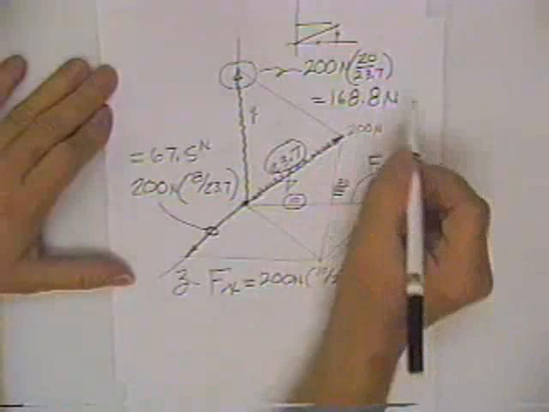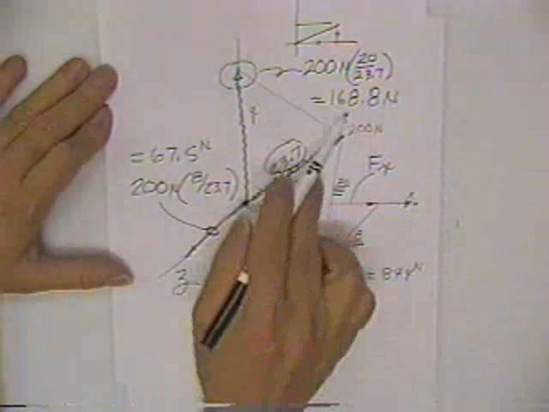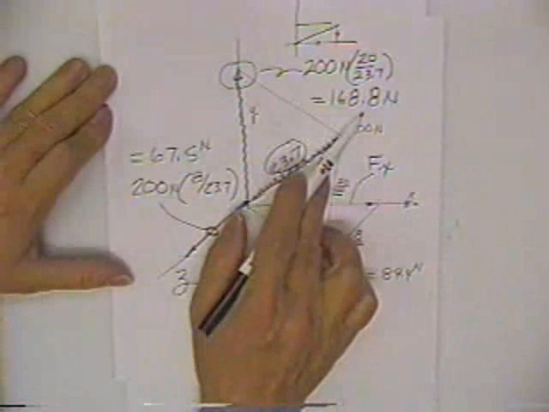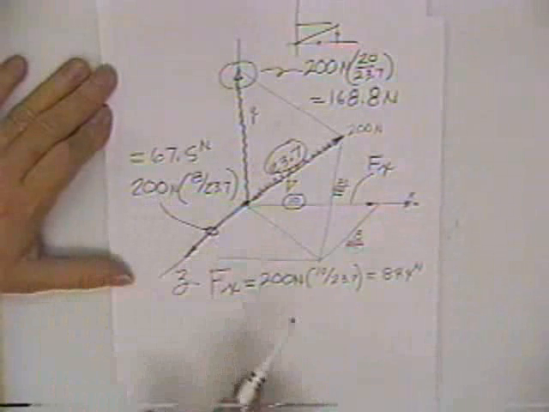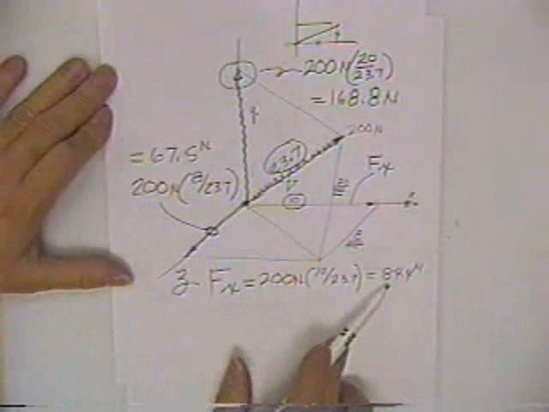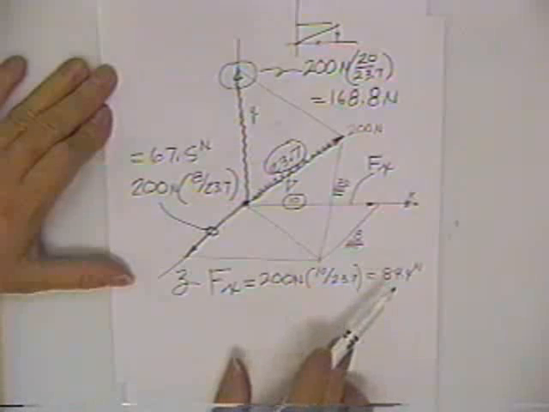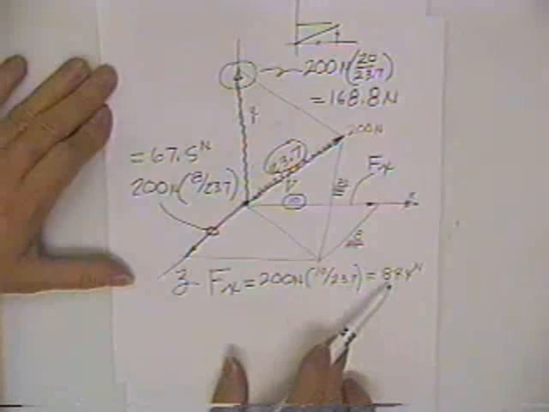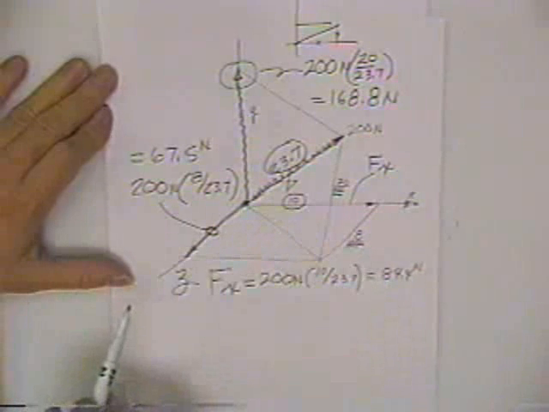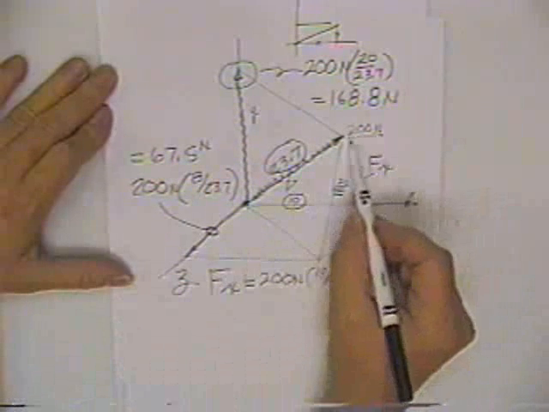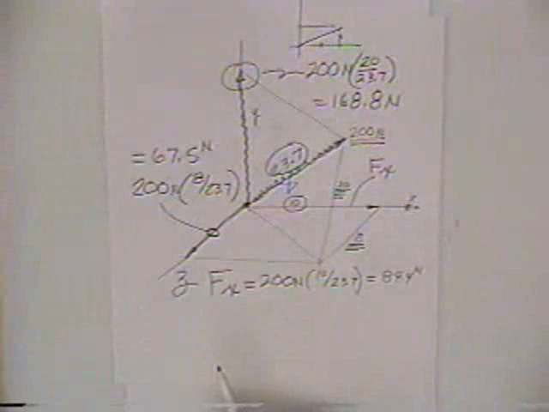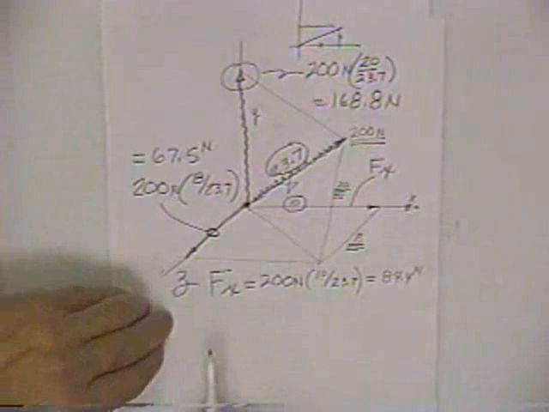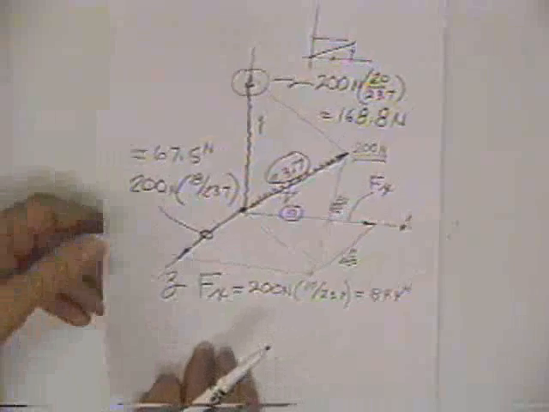Then if you take 168.8, square it, plus 67.5 squared, plus 84.4 squared, and hit the square root button when you add those three together, you ought to come out with about 200 newtons. And if it doesn't, then you just got a mistake in there. You'll have to dig it out. So that's how you find out a three-dimensional force's projection upon axes.